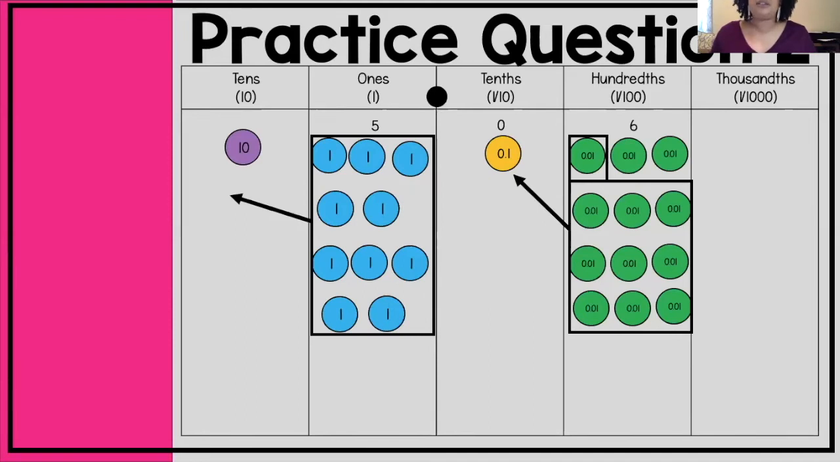Now I'm ready to see what I have in my place value chart. If I look at the tens place, I have 1/10. I have renamed all of my ones as tens, so I have 0 ones left. I have 1/10 and I have 2 hundredths. I can't forget to bring my decimal point down, so my answer then is 10 and 12 hundredths.